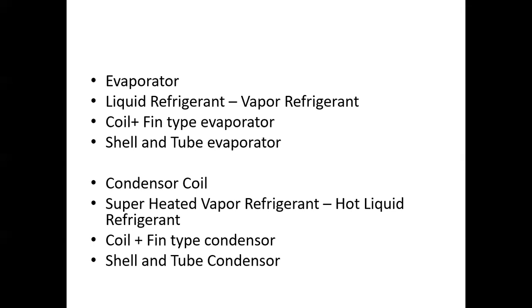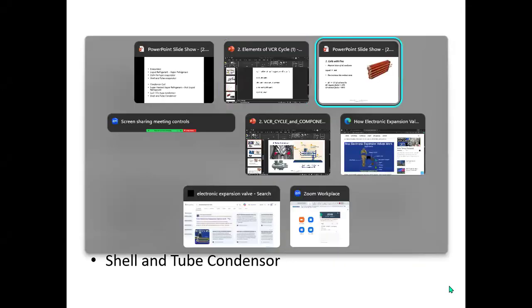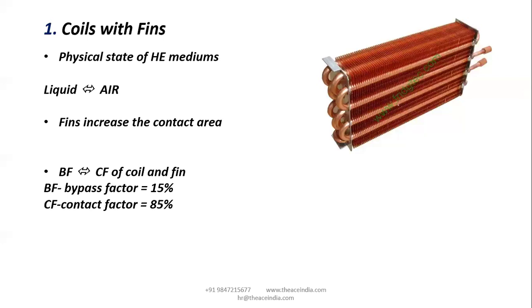So you can see, this is what I told you. On the evaporator side, as we already studied in the VCR cycle, a conversion takes place from liquid refrigerant to vapor refrigerant. You can also use a shell and tube evaporator; I will explain its working later. In the condenser coil, superheated vapor refrigerant is converted into hot liquid refrigerant. This is what happens inside the condenser coil. All right, guys, is the coil with fin arrangement clear?